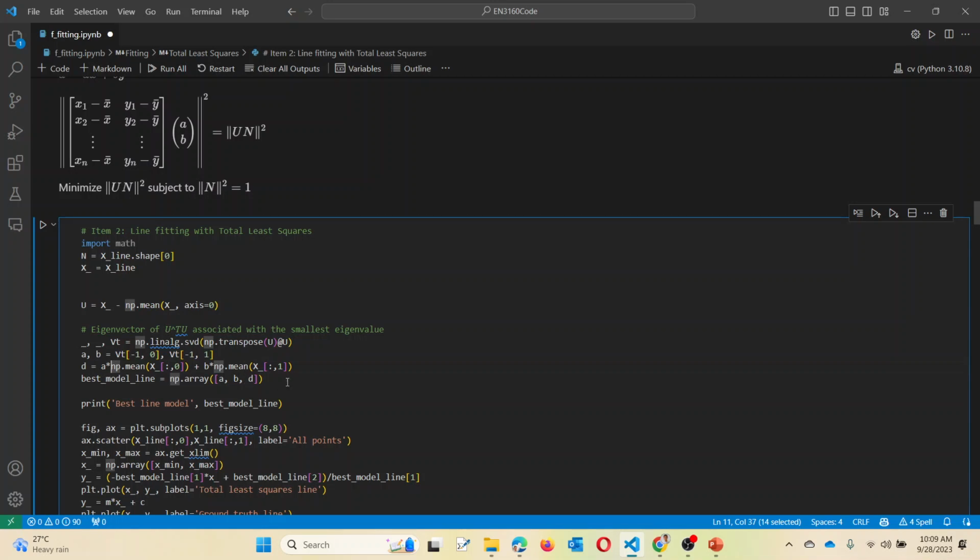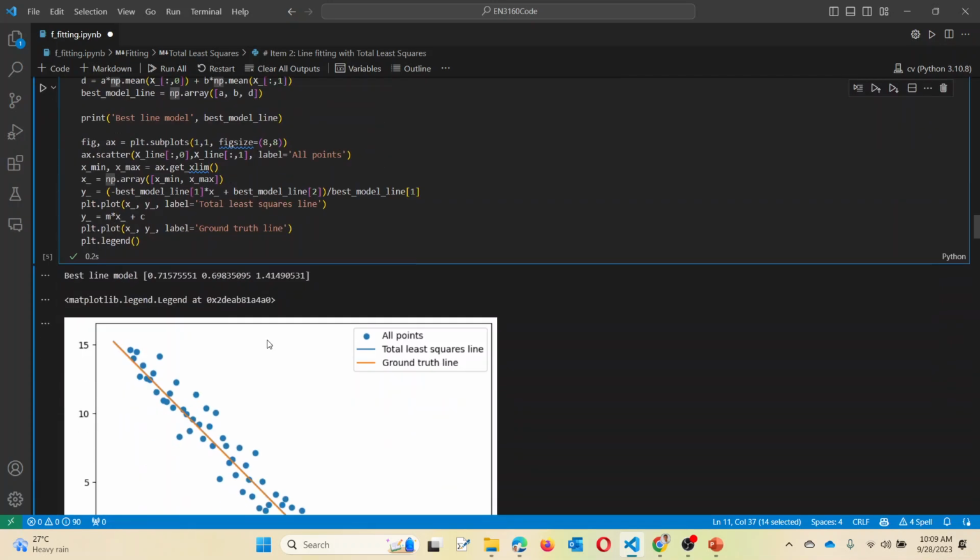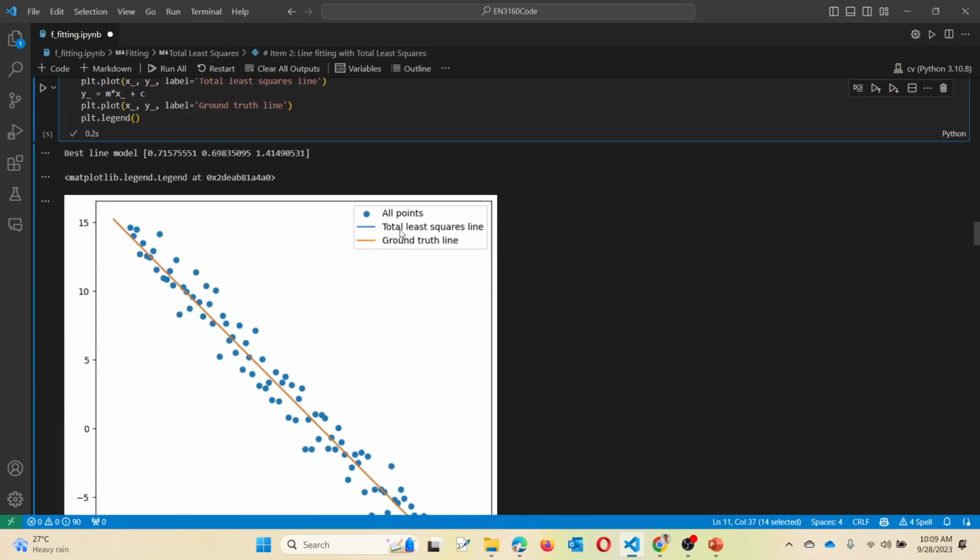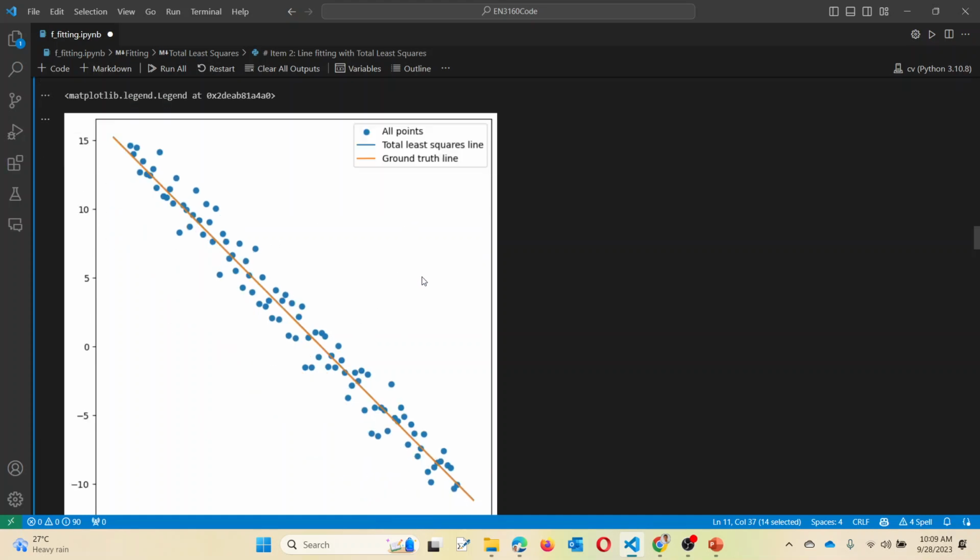And then we just print that, and I have plotted that. You can see all the points are there, and the total least squares line, the blue one, and the ground truth line are overlapping. You cannot even see that. Remember the noise is Gaussian, that's why this happens, but there are no outliers.